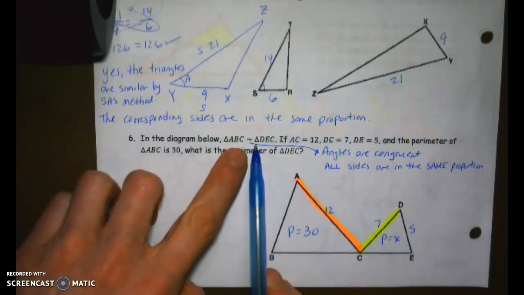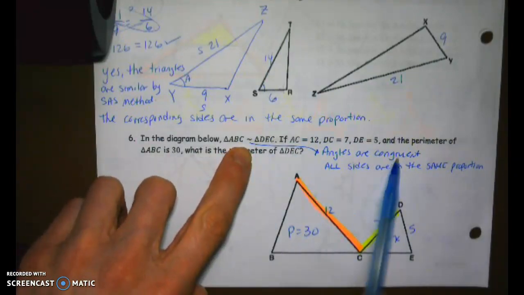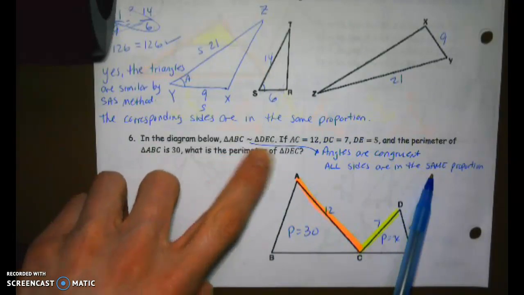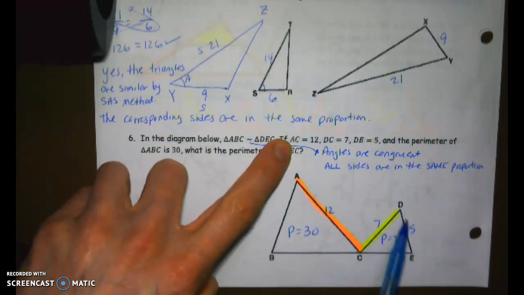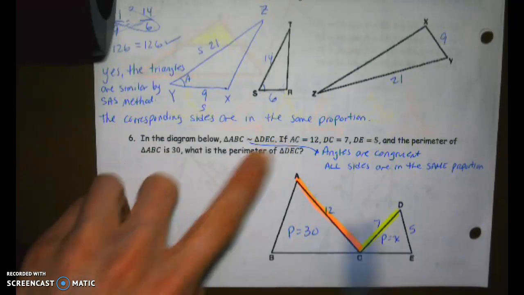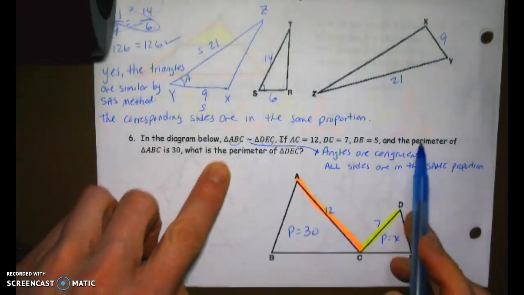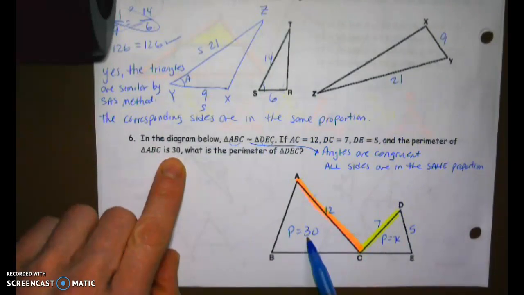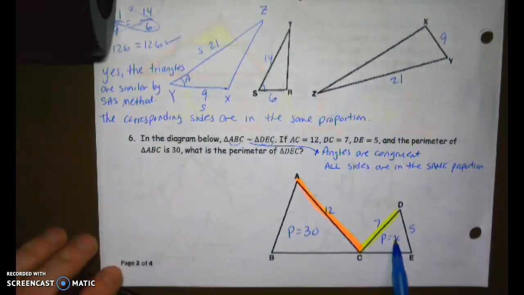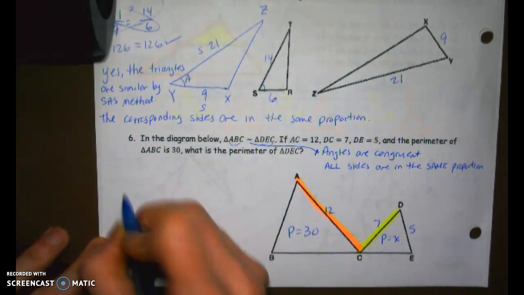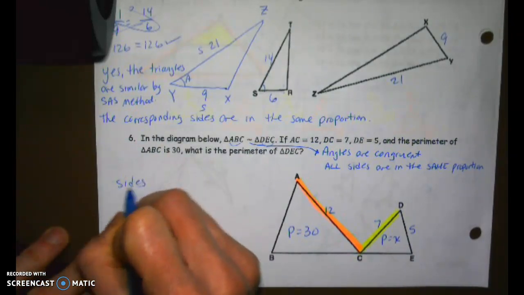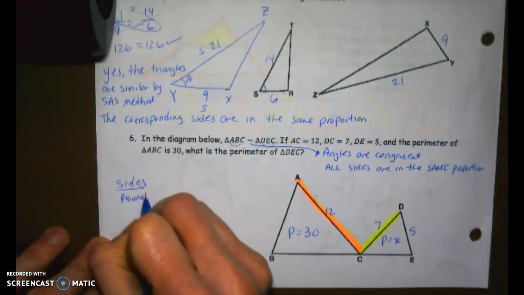Okay, so I marked up my picture a little bit. It gave me all the information that the triangles are similar, which means the angles are congruent. All the sides are in the same proportion. They told me AC is 12, DC is 7. Those are your corresponding sides, right? A and C are the first 2 letters. DC are the last 2 letters. They gave me the perimeter of triangle ABC, and they're asking me for the perimeter of triangle DEC.